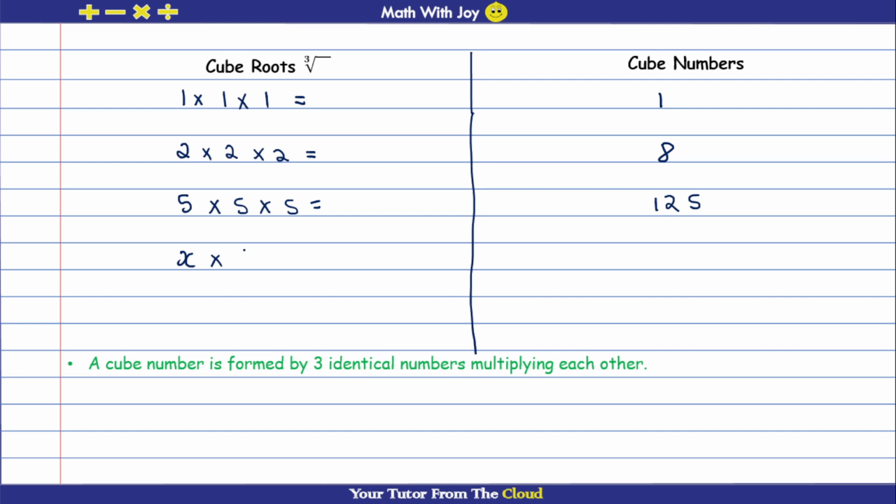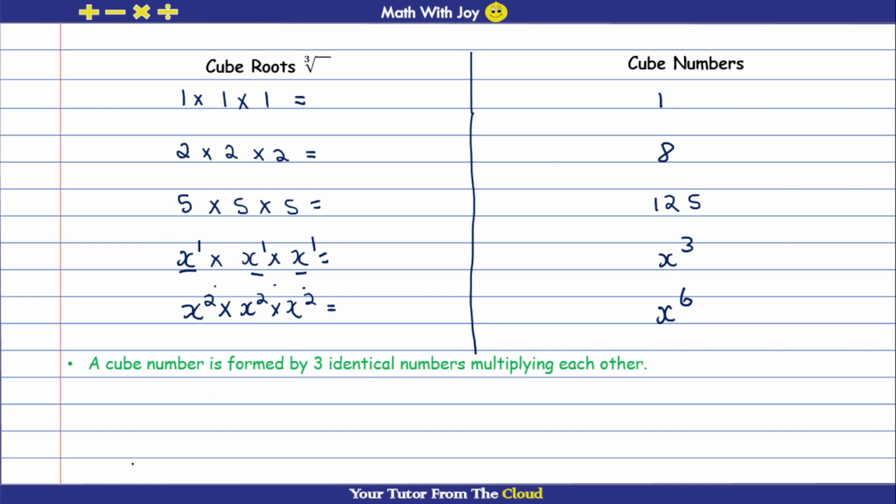Something like x multiplied by x multiplied by x is going to give you x to the power of 3, because the bases are the same and they are multiplying each other, so you add the exponents. So x squared multiplied by x squared multiplied by x squared, you just add the exponents to give you x to the power of 6.